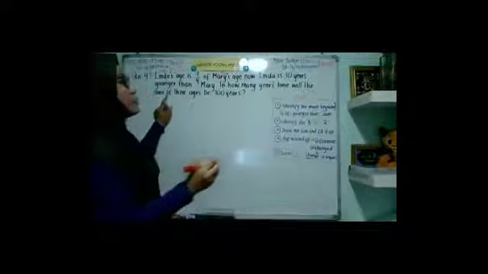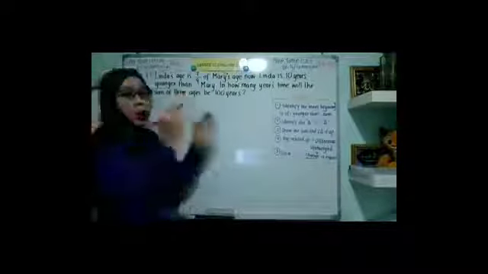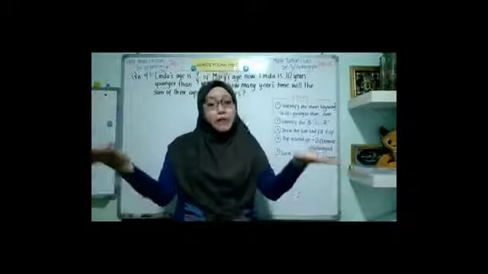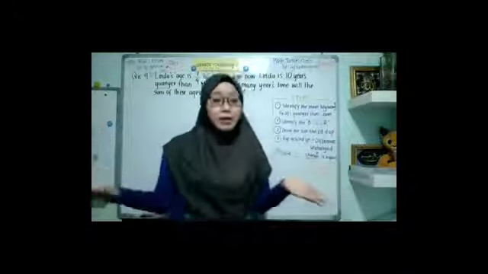Then, Linda is 10 years younger than Mary. I'm comparing between Linda and Mary, and I find out that Linda is younger than Mary. How many years younger? 10 years younger. This is actually my difference.